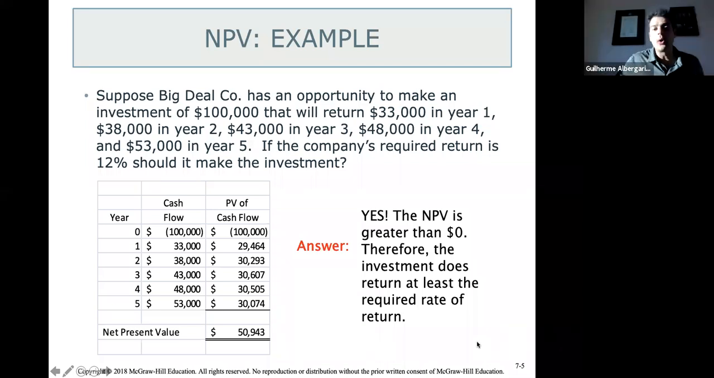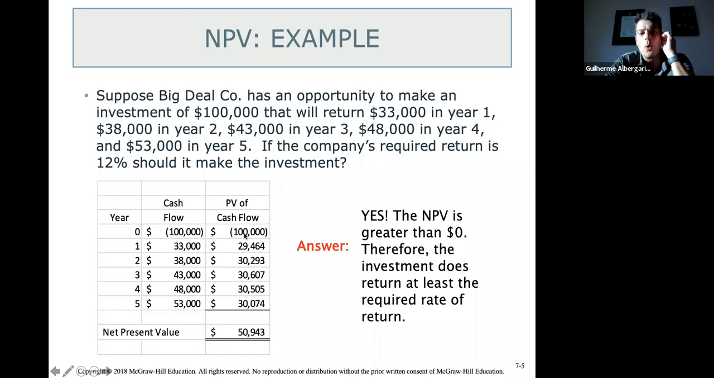Should they take the investment? Okay, so you have right here, what's the cash flow? Negative 100,000 coming out. Then I have a positive 33, positive 38, 43, 48, 53.